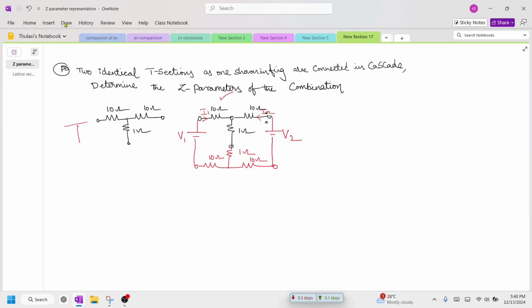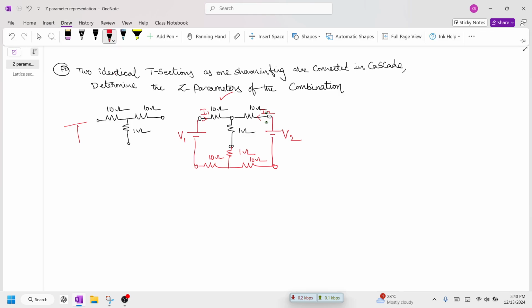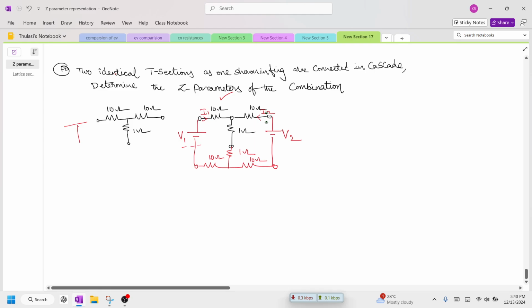Here you can see where I have joined them. So this is half part of the T section. This is another half part of the T section. It's already given they are connected in cascade. Determine the Z parameters of the combination. Okay, we have to find out the Z parameters.